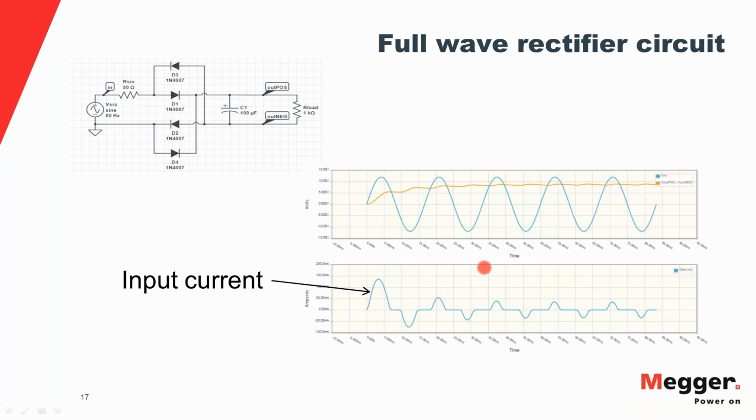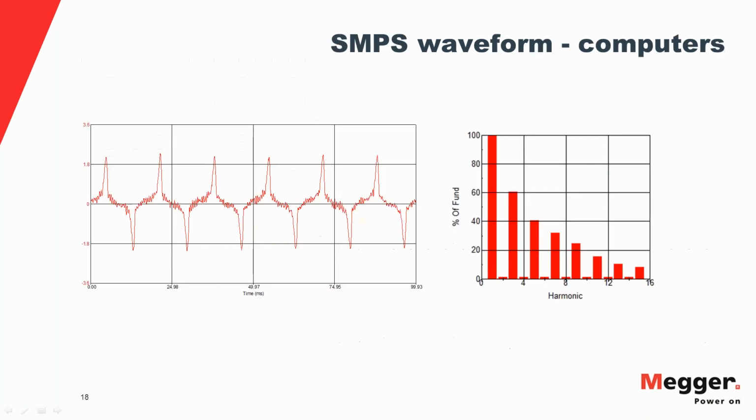So this is a simulation. Now let's look at a real waveform from a computer. You can see that there is a lot of similarity. You have these current pulses, which are really sharp, and that's because of the capacitor in the switch mode power supply. On the right, you have the harmonic spectrum.